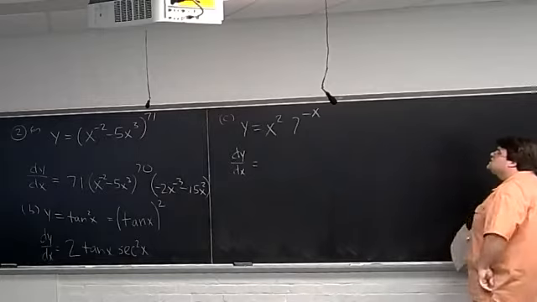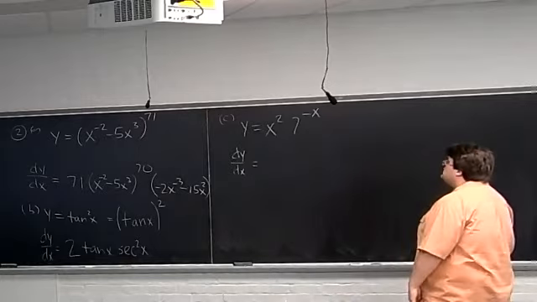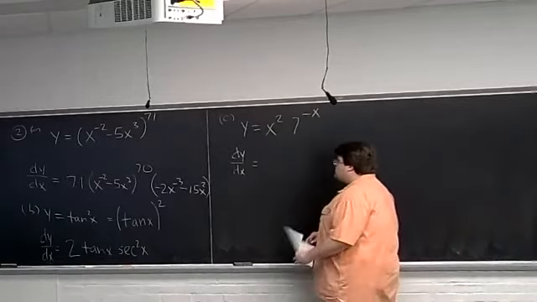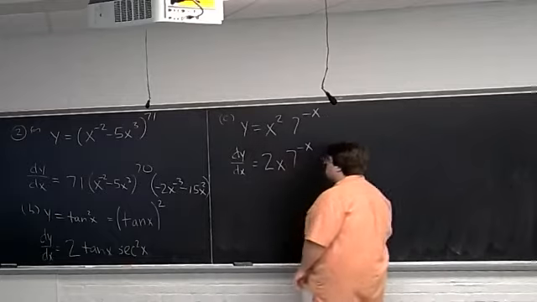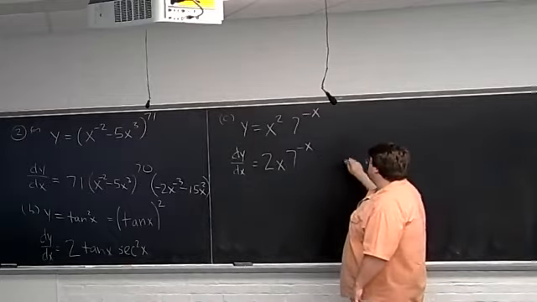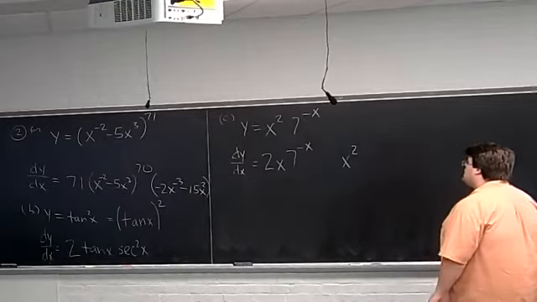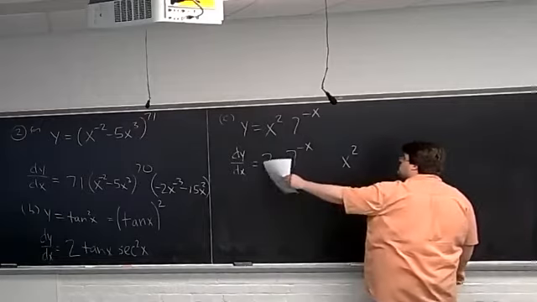Part C, y equals x squared times 7 to the -x. Well, we have two things multiplied, so the derivative requires the product rule. Here we have the first part of our product rule. The derivative of x squared is 2x. I didn't write a plus yet.